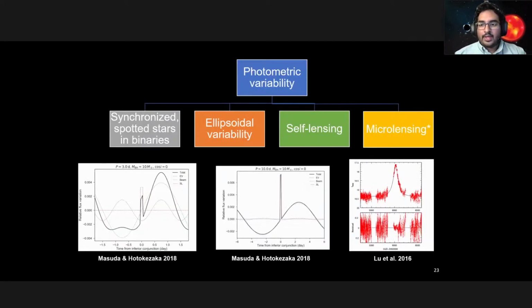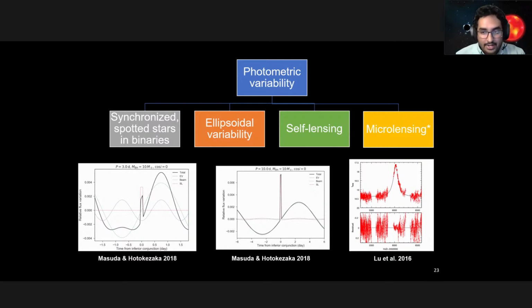Broadly speaking, we can only estimate the orbital periods for certain classes of variable stars. First, spotted stars in binaries that are tidally synchronized directly give us the orbital period of the binary. This is because in synchronized binaries, the rotation period of the star is the same as the orbital period of the binary. Ellipsoidal variability is another popular method to independently identify non-interacting binaries. For ellipsoidal variables, we can obtain the orbital period directly from the photometric variability. For certain configurations of compact object binaries, we may also see a self-lensing effect. This can also give us the orbital period of the binary directly.